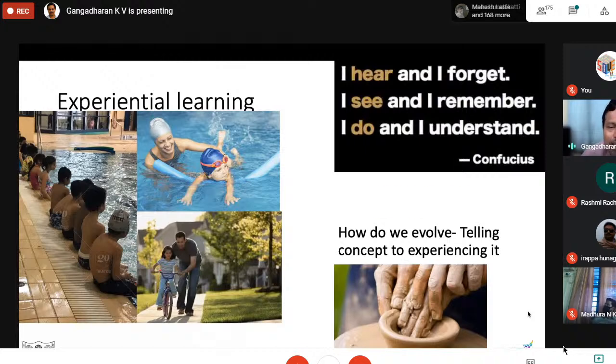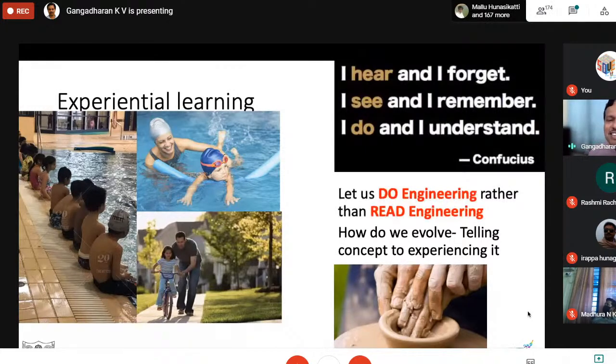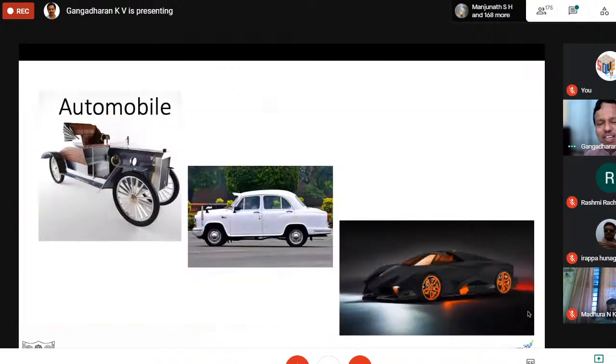So we need to make a change from reading engineering to doing engineering, even if it is an online class. Even if you are forced to take an online class, we should still be able to do engineering rather than make our students read engineering. Let us see how we are going to do it. I'll take 1 or 2 examples of why and how we can do it, and the solution part.